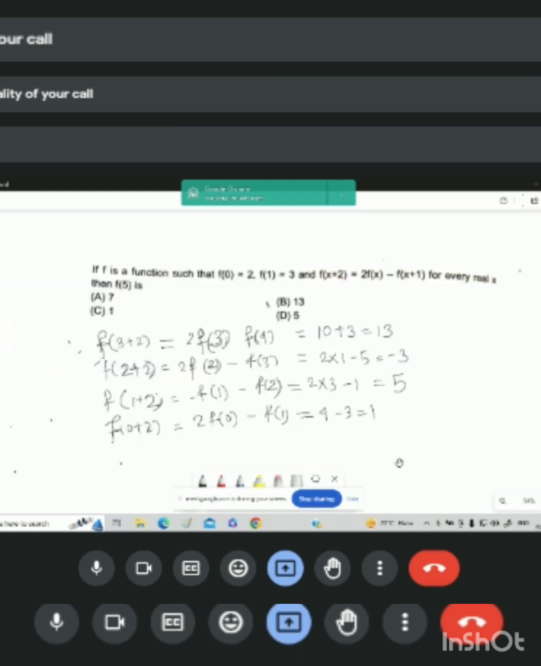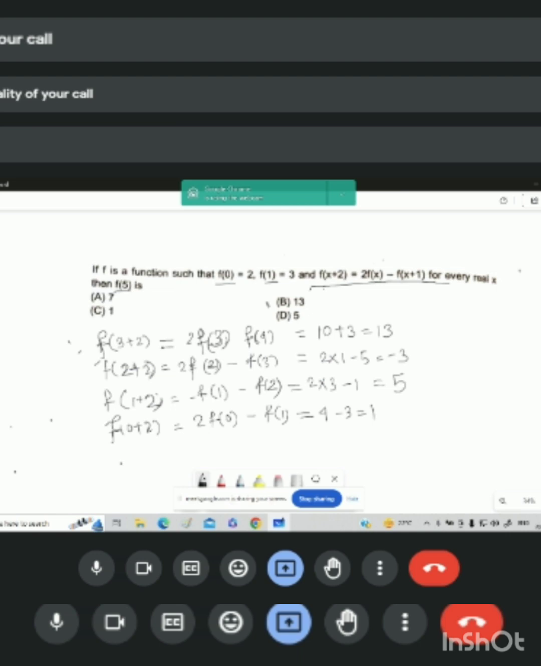Problem 3, f has been defined as f(x+2) equals 2f(x) minus f(x+1), and f(0) and f(1) have been given. You have to find the value of f(5).